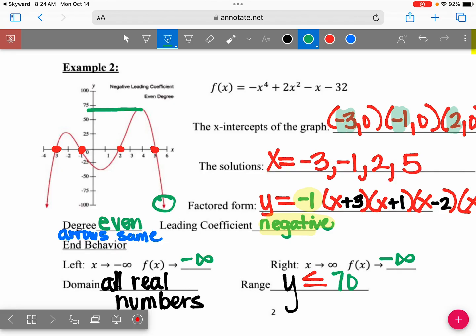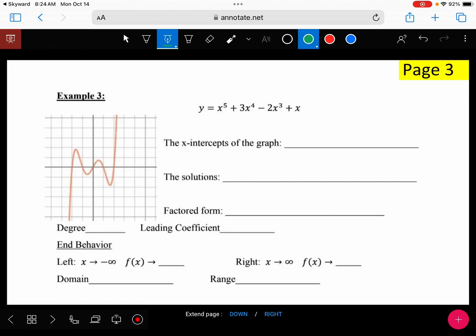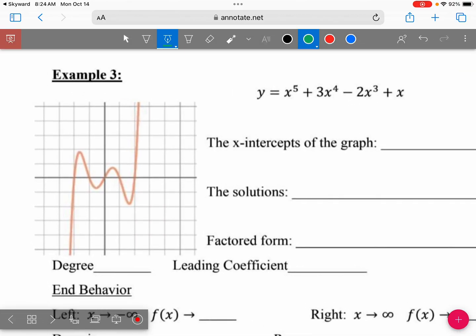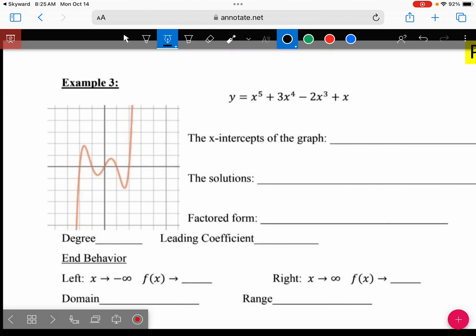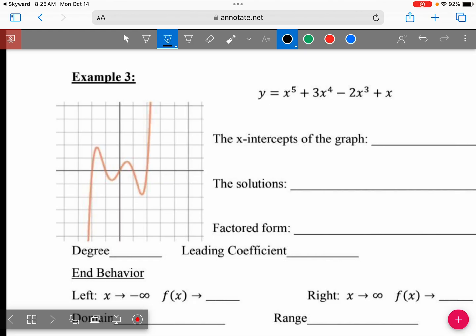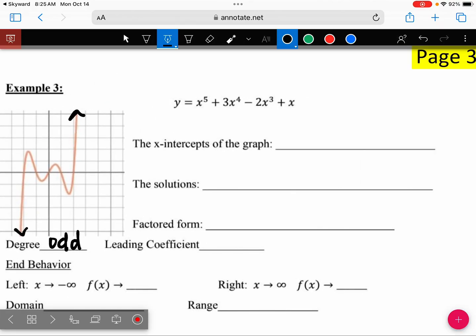All right, let's go to the next page and finish it out. Let's look at example 3. Show me with your fingers how many x-intercepts do you see? How many x-intercepts do you see with this one? 5. Yeah, there's a lot. So first of all, we got opposite arrows, so we know this is odd. Let me go ahead and write that. And we have 5, so I'm going to put 5 sets of parentheses.